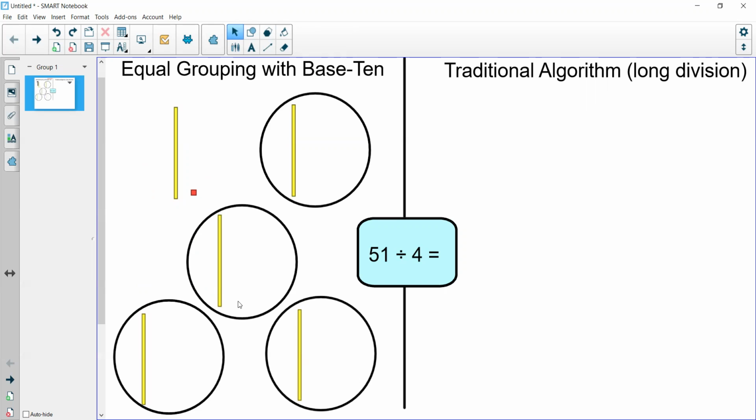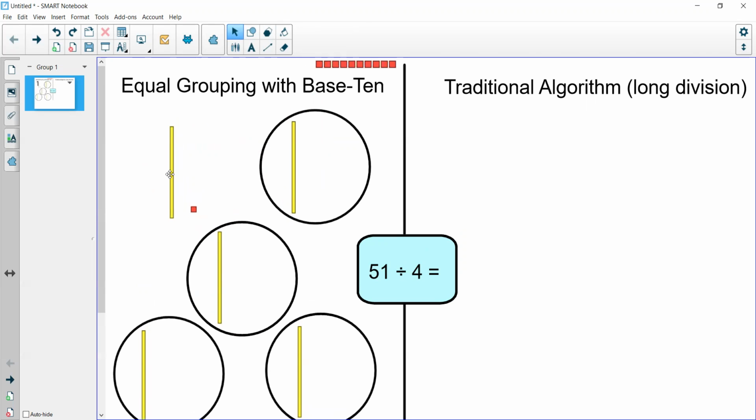After I put 1 ten in every group, I have 1 ten left over. If I take this 10 and put it into one of the groups, they will no longer be equal. So I can't use this 10. Instead, I need to take this 10 and exchange it for 10 ones. That's what I'm doing right now. Now that I have exchanged 1 ten for 10 ones, I have 11 ones in total.